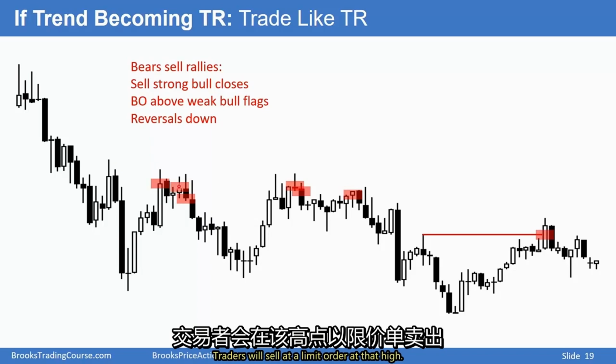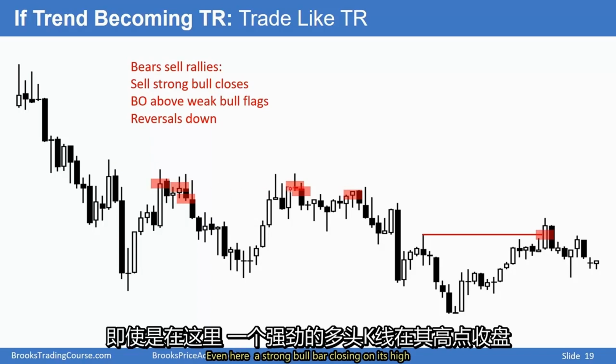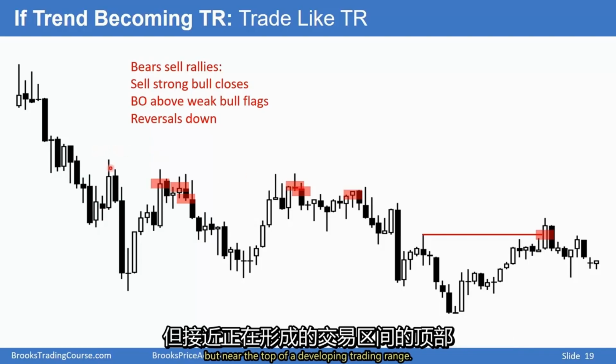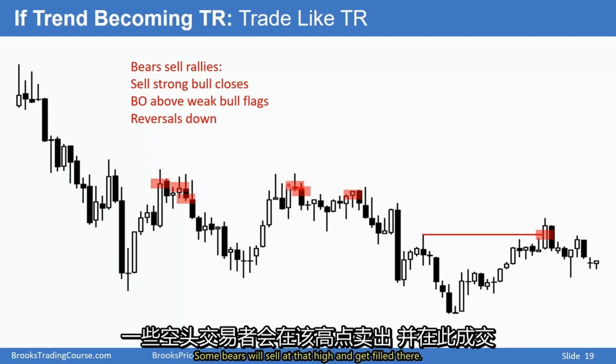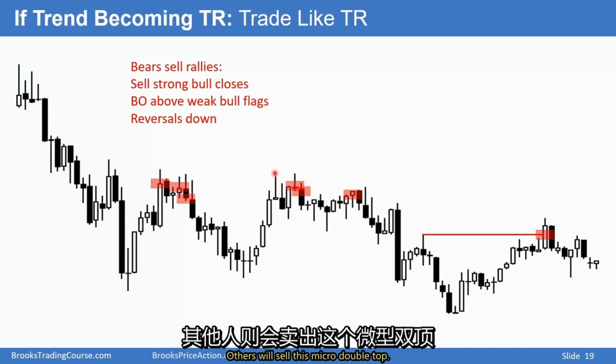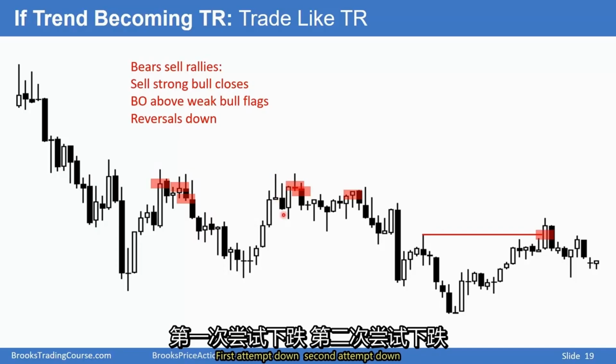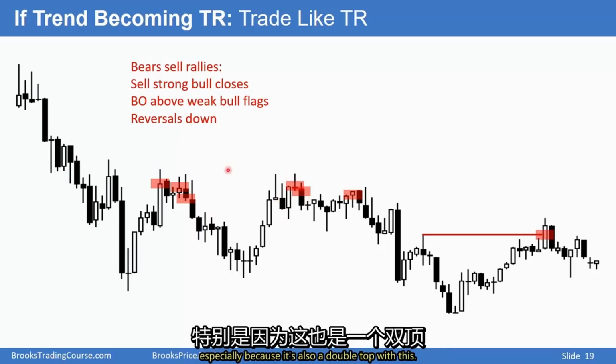A bad bear flag, traders will sell at a limit order at that high. Even here, a strong bull bar closing on its high, but near the top of a developing trading range. Some bears will sell at that high and get filled there. Others will sell this micro double top. First attempt down, second attempt down, especially because it's also a double top with this.